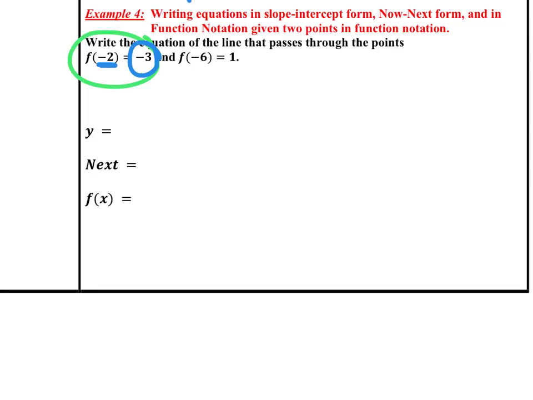That's the same thing as having the point. I'm inputting a negative 2 and I get out a negative 3. It's the same thing as having this point, x, y. So same thing for the next function notation. I input a negative 6, I get out a 1. So that's the point, negative 6, comma 1. If you have 2 points, then you can always find the slope. Let's go ahead and do that real quick.